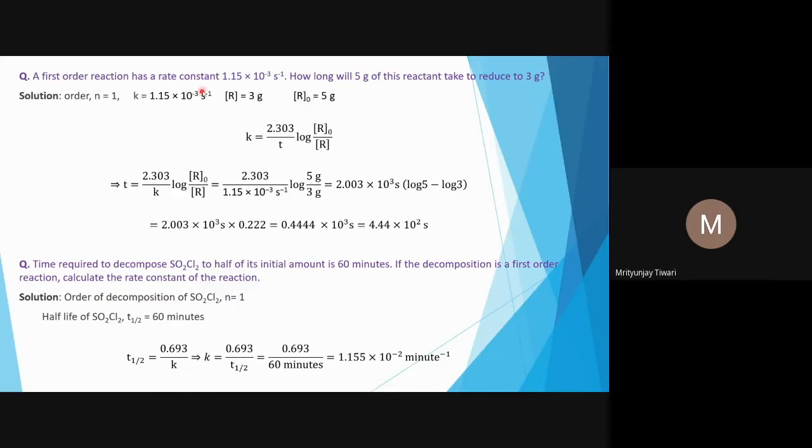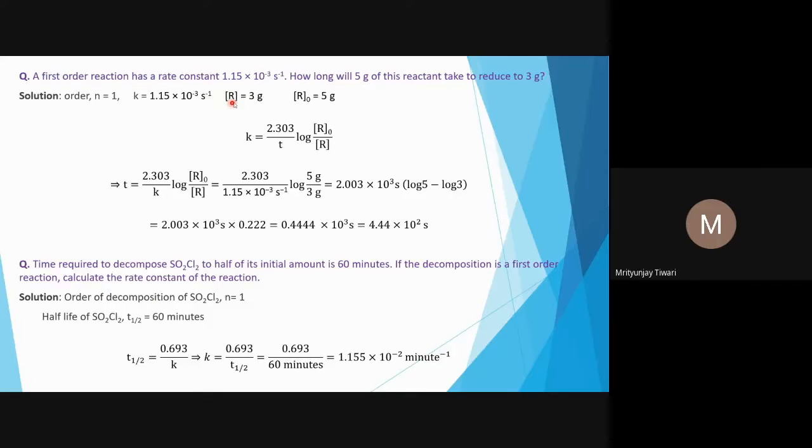Let's take this question. The first order reaction has a rate constant 1.15 into 10 to the power minus 3 per second. How long will 5 gram of this reactant take to reduce to 3 gram? What we know for this reaction is that it is a first order reaction, so order of the reaction n is equal to 1. The formula we have to use is for the first order reaction, and that is the only information we get from here. The value of rate constant k is 1.15 into 10 to the power minus 3 per second.